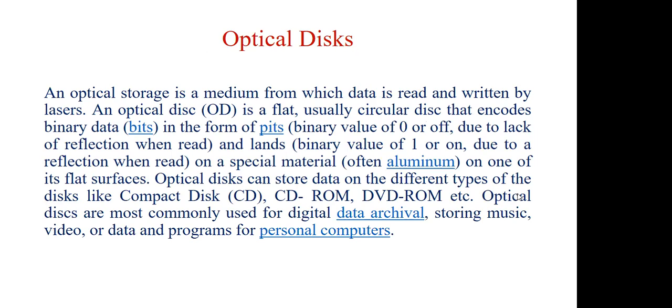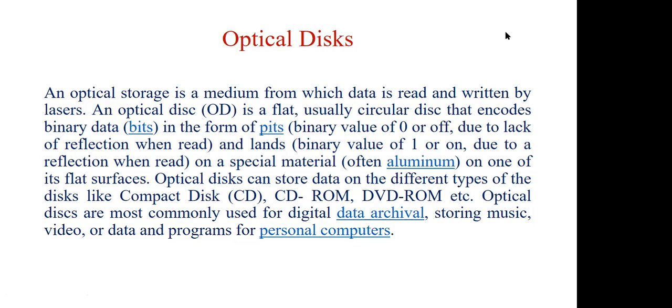Optical disc comprises all these CDs, CD-ROM, DVD-ROM, etc. All these devices are known as optical discs, and these optical discs are examples of direct access. An optical storage is a medium from which data is read and written by lasers. So when these compact discs are made, they are made with the help of a laser beam.